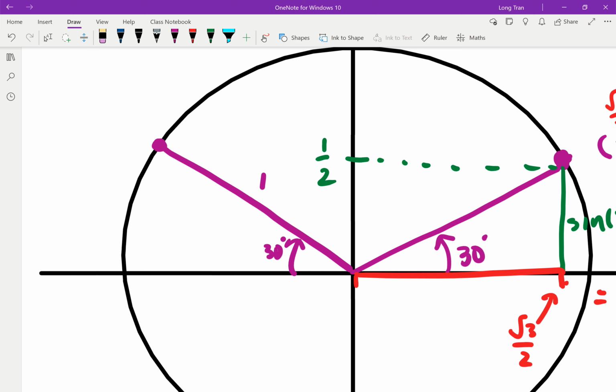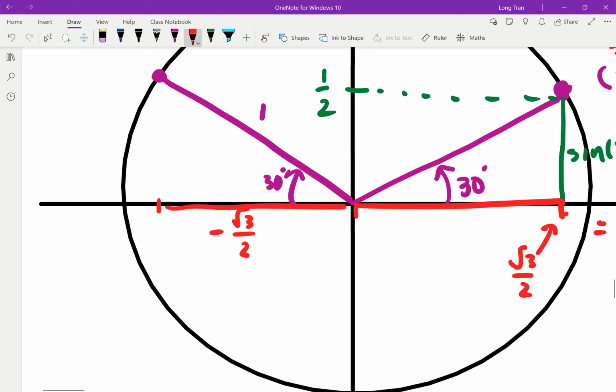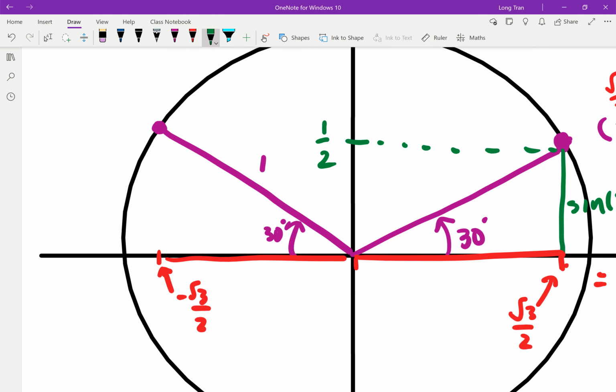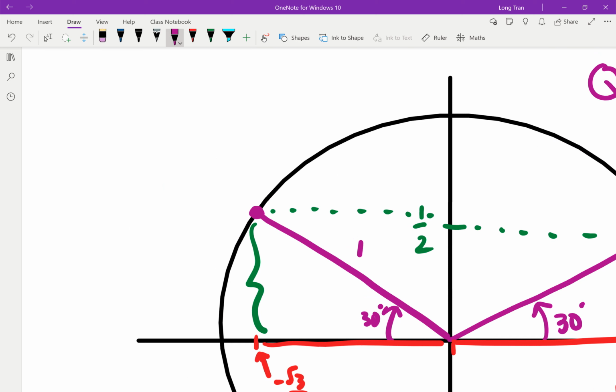And we can see that the length from here, if it's still 30 and it's the same triangle, should still be root 3 on 2. Except this time, it is negative, true, because it's on the negative x-axis. So this here should be negative root 3 on 2, whilst the y value, this height, is still a nice positive half. So the coordinate at this point would be negative root 3 on 2, half. This is negative x, and that's positive y.